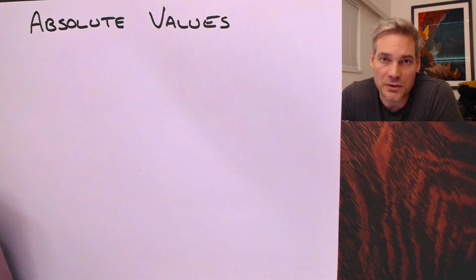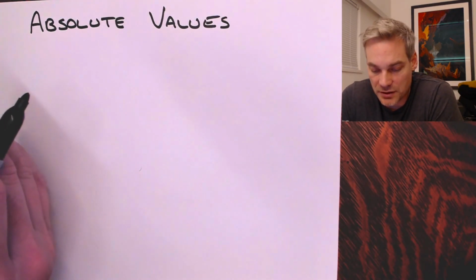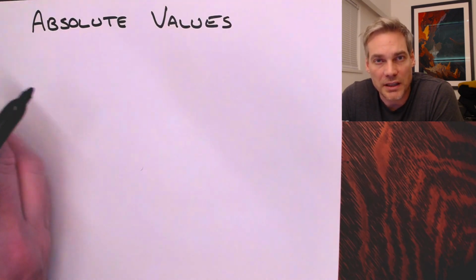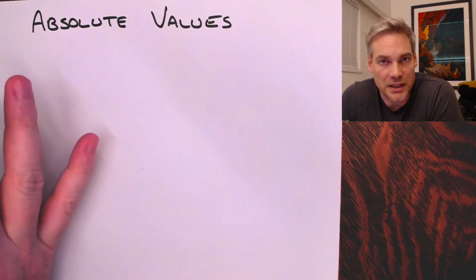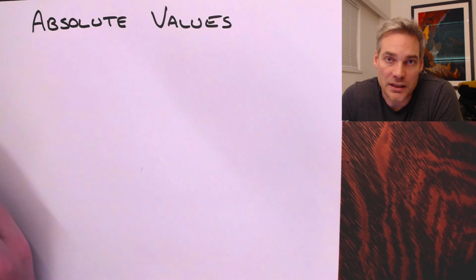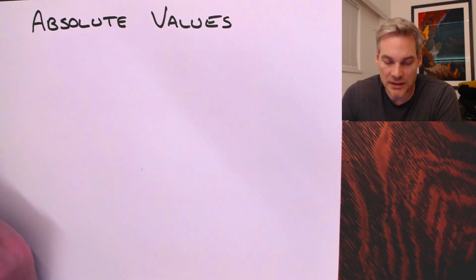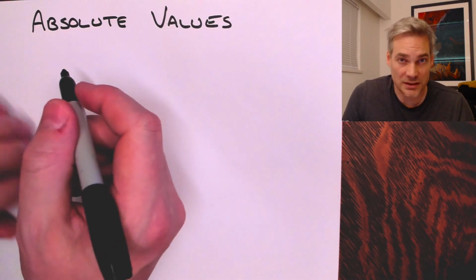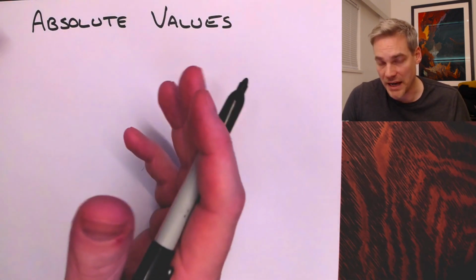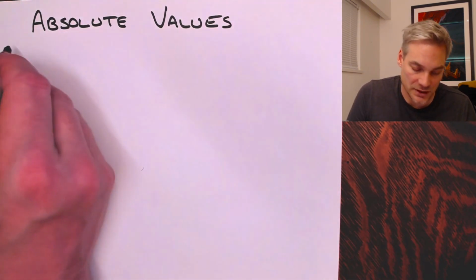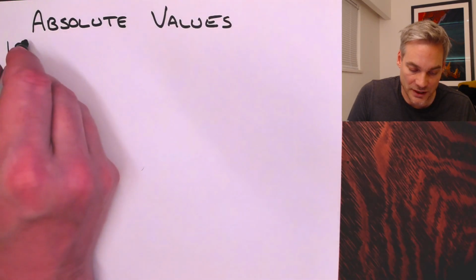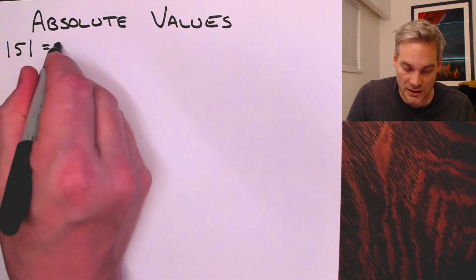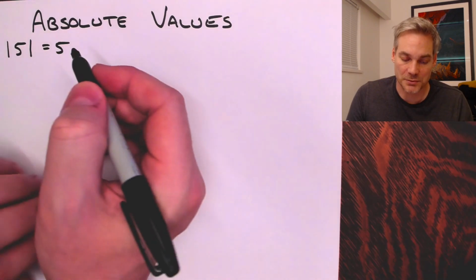So in this, we're going to talk about absolute values and how to work with them, and slowly introduce them as piecewise functions that we will be working with. Now, an absolute value is a way of just saying the magnitude of something. The absolute value of 5 is just 5. It's how big is this number?